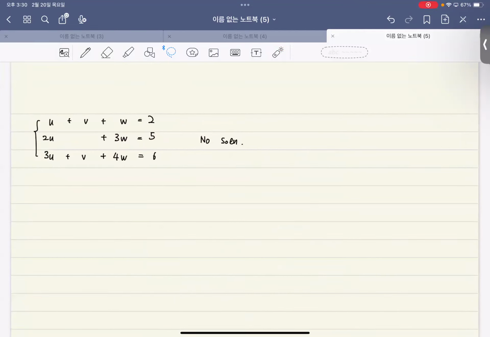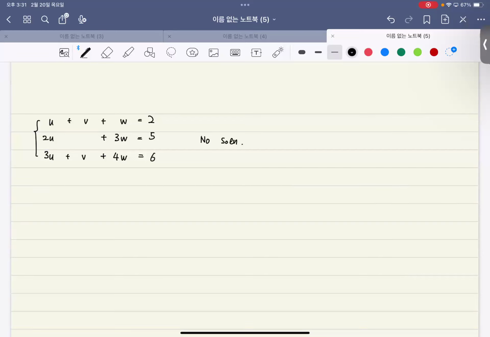So this was our last example. Last time we talked about the system and it had no solution. Having no solution means, remember, that the span of these three column vectors, (1, 2, 3), (1, 0, 1) and (1, 3, 4), does not include the column vector on your right. So this is our column picture of having no solution.